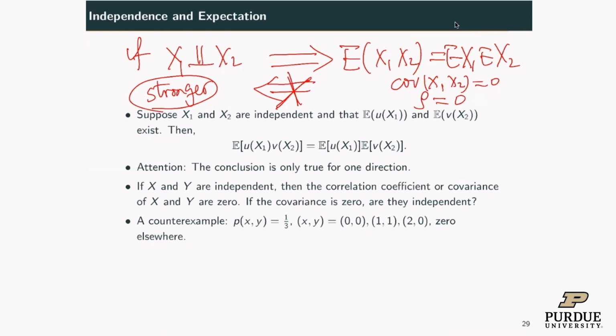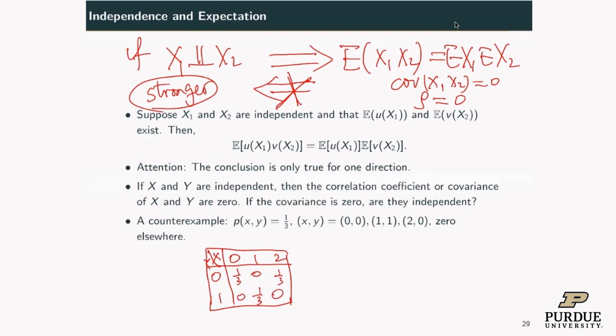For example, the joint PMF of x and y is 1/3, support (0,0), (1,1), (2,0). For this example, you can draw the support. This is x, this is y. X can be 0, 1, 2. Y can be 0, 1. Now you have mass 1/3 at (0,0), 1/3 at (1,1), and 1/3 at (2,0). So this is a joint PMF.